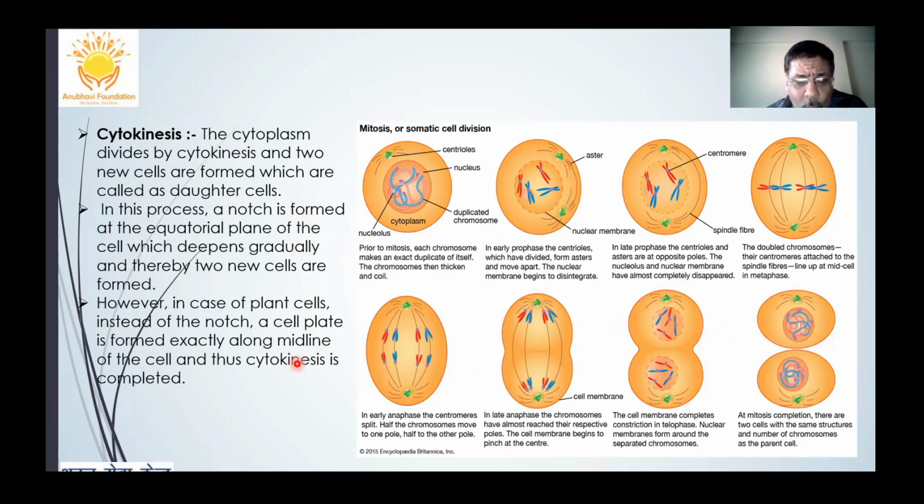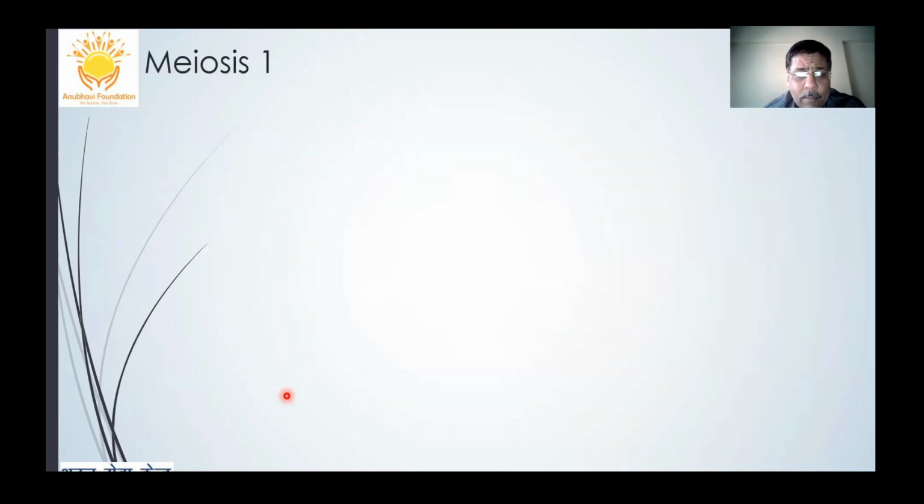In animals, the cell division occurs with the help of a furrow or a notch, which deepens inside along the equatorial plane and separates the two cells. While in plants, a cell plate is formed, and in this way the two cells are separated.